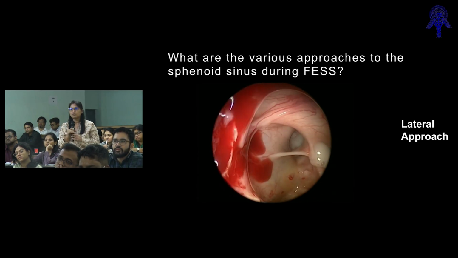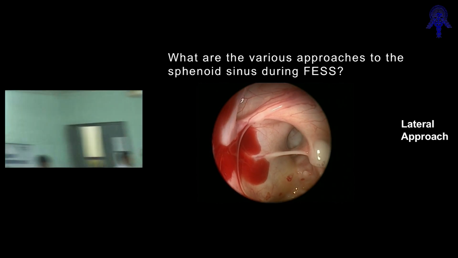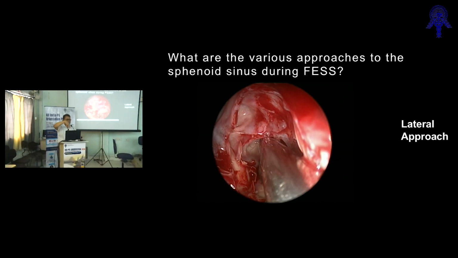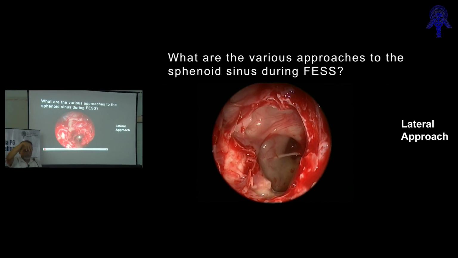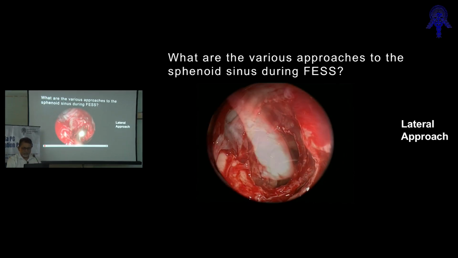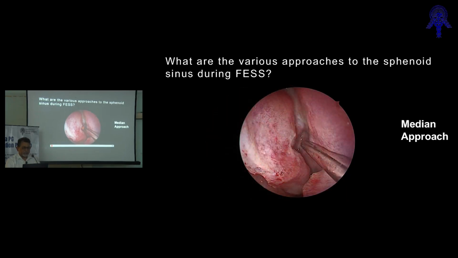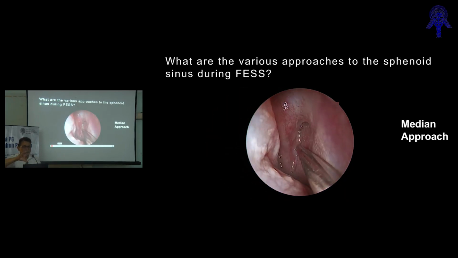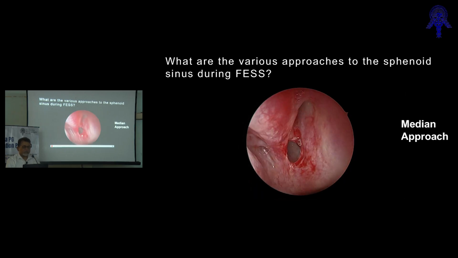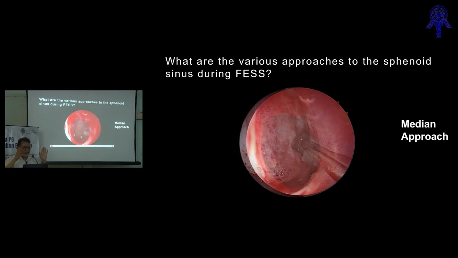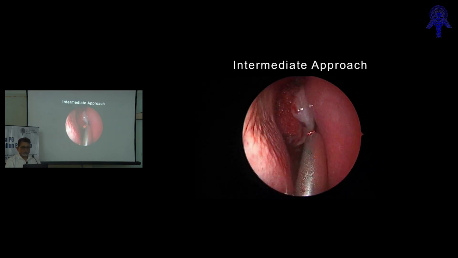So this is ethmoidectomy performed. As she is saying, you are following the anatomy and going posterior inferior to the posterior ethmoidectomy cavity to enter the sphenoid sinus. This is the lateral approach. The medial approach is going to the sphenoethmoidal recess and finding the natural ostium of the sinus and widening it. Because of shortage of time, I cannot show you more than this.